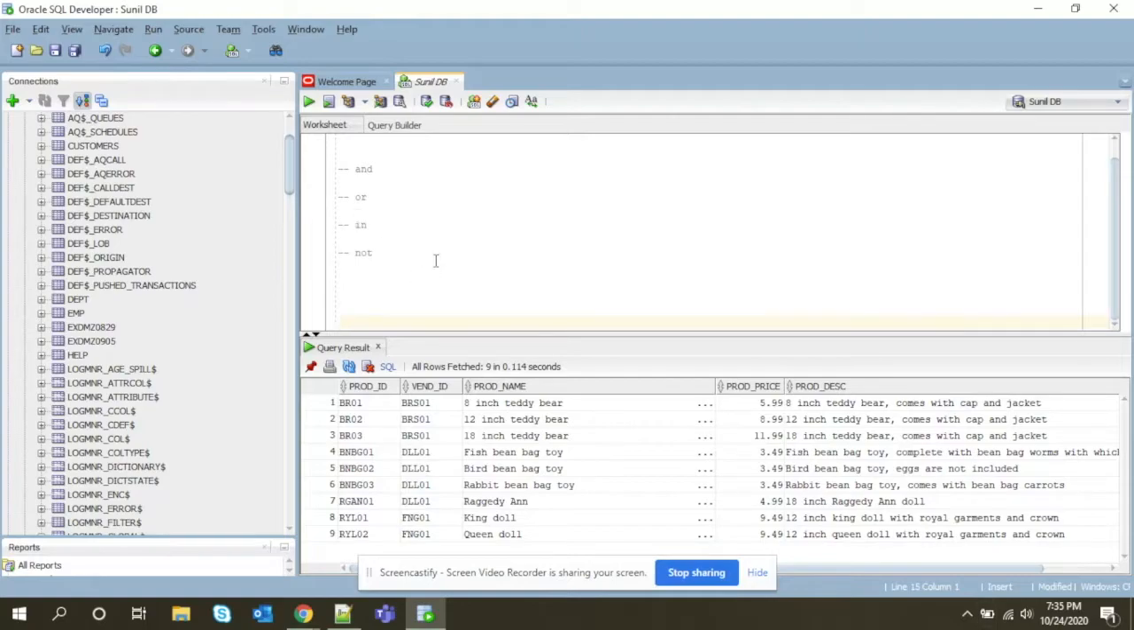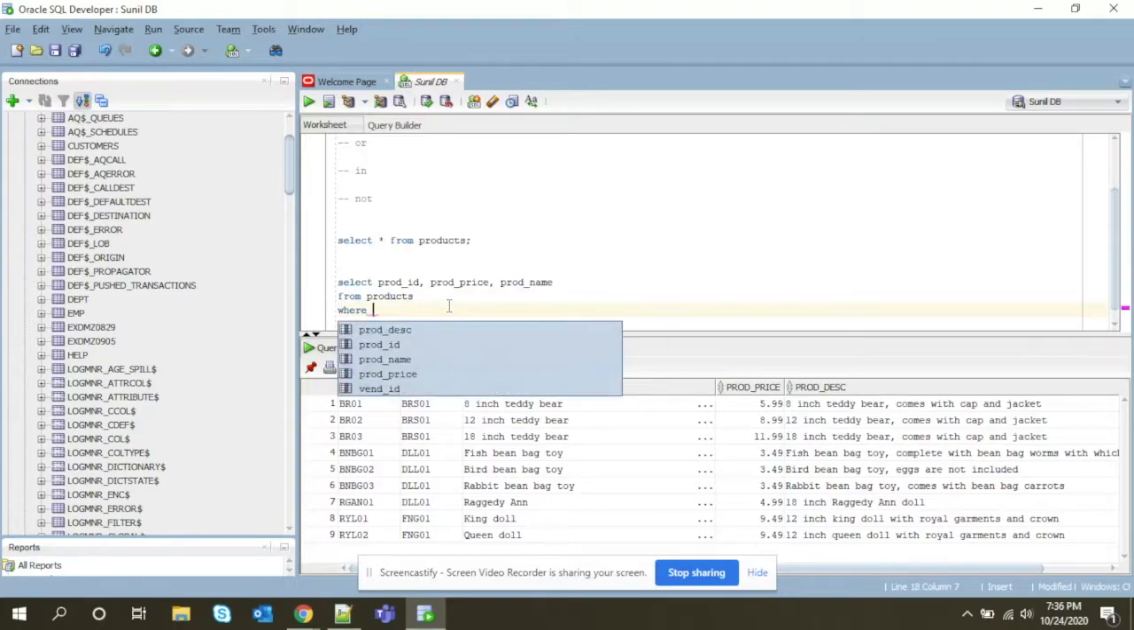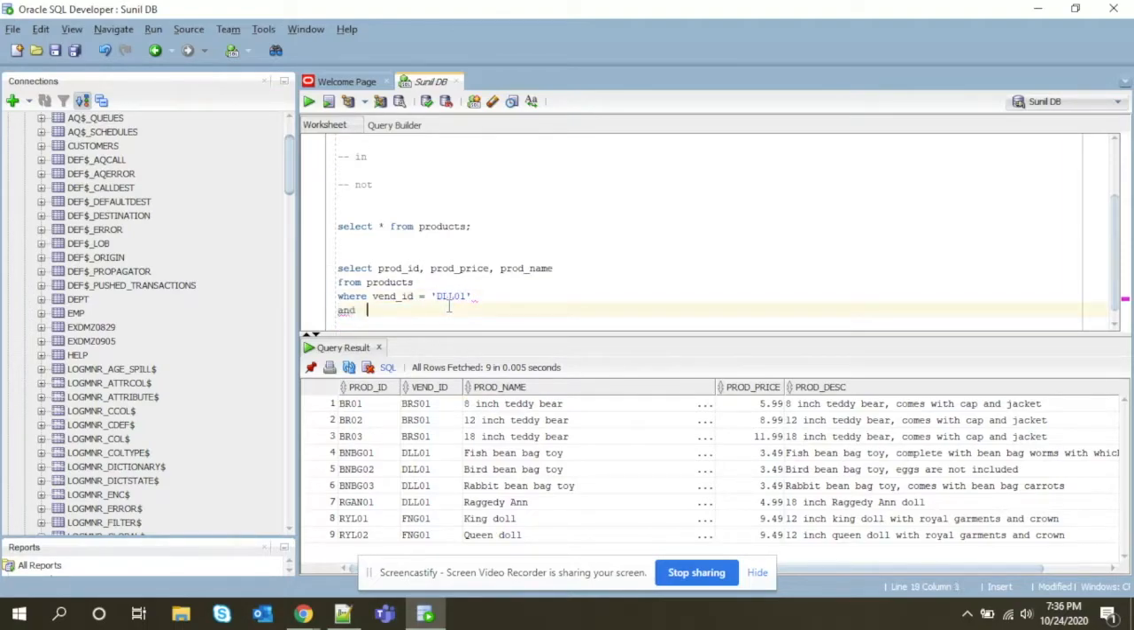So to get right into it, let's say you have a table, the products table, but you want to do some filtering on this. You can do select from products. So I'm going to actually include some columns here: prod ID, prod price, prod name from products. What I'm doing here is I'm picking these three columns, bringing back their data from products, where the vend ID is equal to DLL01. This is just a vendor ID. And prod price is less than or equal to 4, semicolon. Remember to add that semicolon.